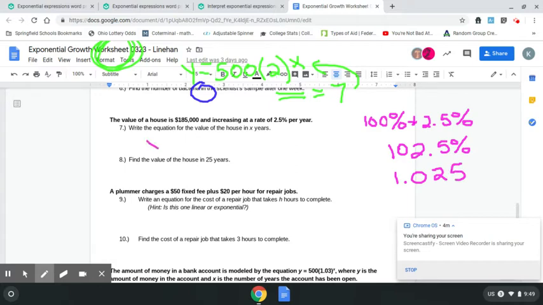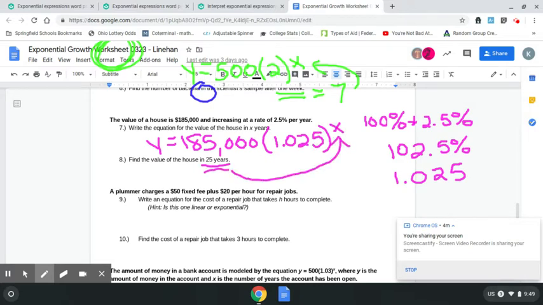So the initial rate, or the initial amount, was 185,000. We put 1.025 inside parentheses, raise it to the x power. It's 25 years, so that's what gets plugged in there.